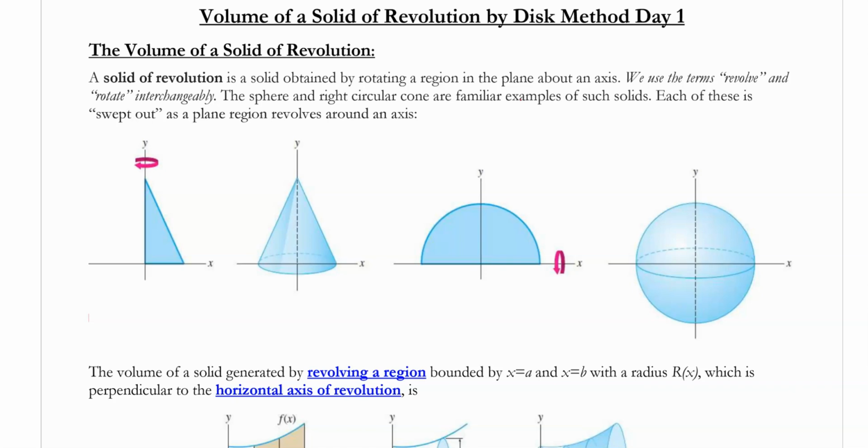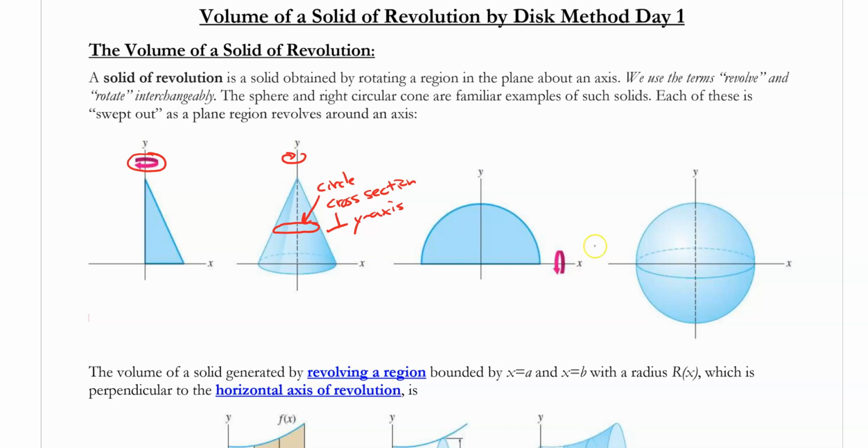Here are some examples. If I took this triangular region and spun it around the y-axis, I would get this cone-shaped object. If you look at the cross sections going this way, the cross sections are circles. So, circular cross section, perpendicular to the y-axis, perpendicular to the axis of revolution.